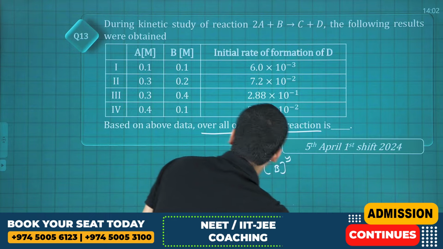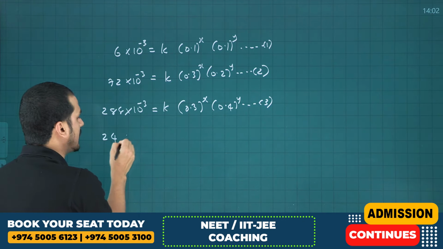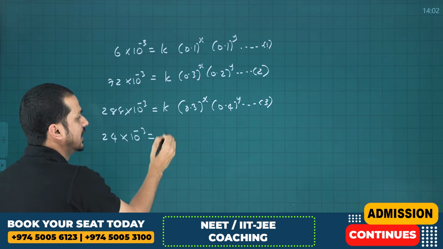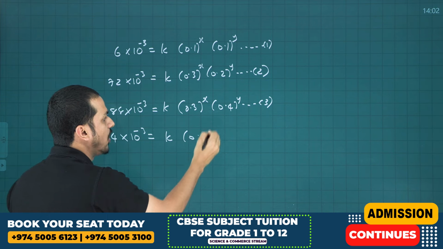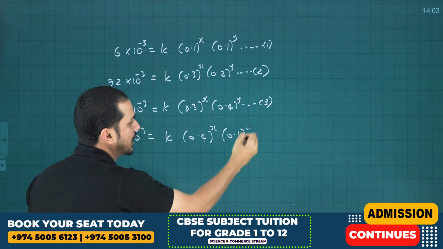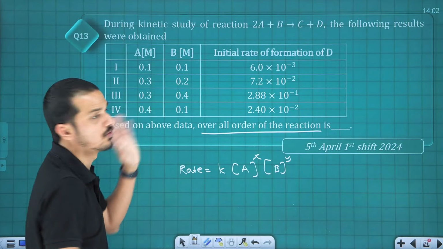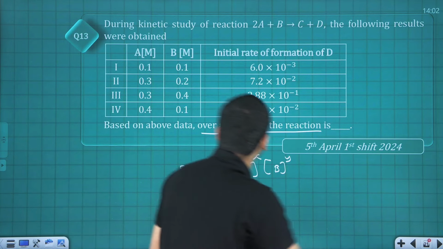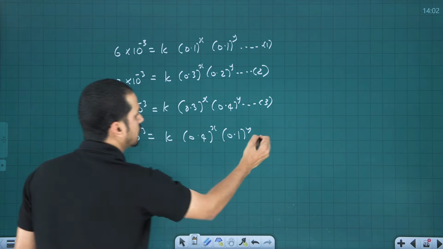And the next one, they given 2.4 into 10 raised to minus 2. I am making it as 24 into 10 raised to minus 3. K into, this one they given 0.4 raised to X, 0.1 raised to Y. I got the 4th equation.